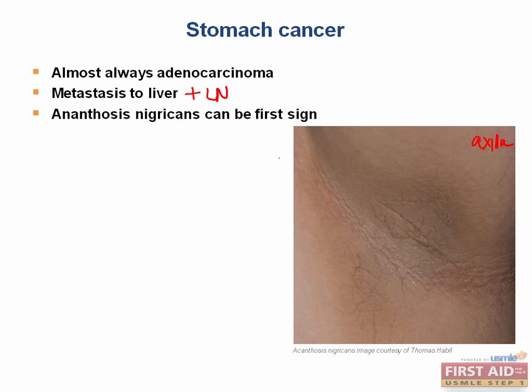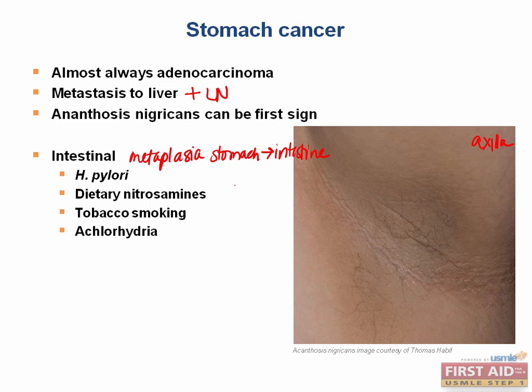An important epidemiology point to make is that this type of cancer is more common in Japan than in the US. There are two types of stomach cancer. The first type, the intestinal type, is thought to be a result of metaplasia of the gastric mucosal cells to resemble intestinal cells. It appears as an ulcer with raised margins and is commonly located on the lesser curvature. What is it associated with? Well, it is associated with H. pylori infection, ingesting nitrosamines, which are found in smoked foods, achlorhydria, chronic gastritis, and type A blood.